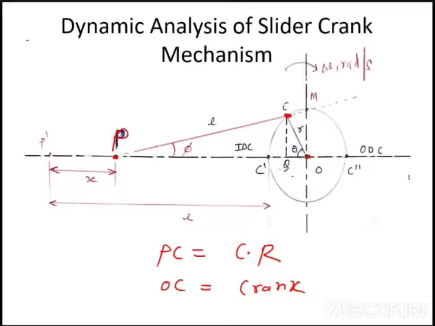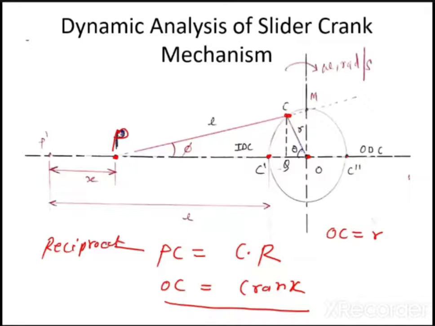Now let us say that this OC is a crank. This crank is rotating along this circle. This means this point C will come to C dash, and from C dash it will come back. What will be the radius of this circle? OC is nothing but the radius of the circle. OC is called the crank, and this crank is rotating about this circle. When this crank is rotating, what will happen to this PC? This PC will reciprocate.